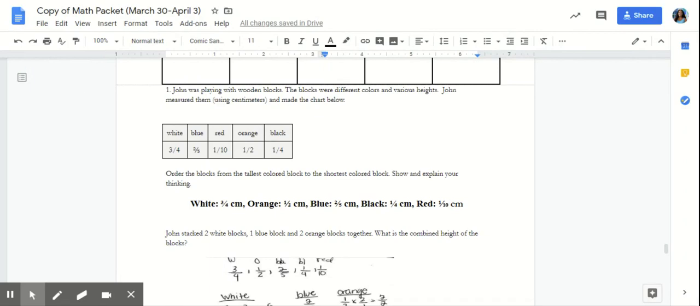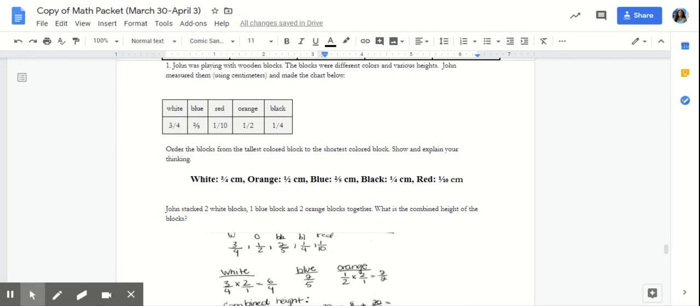For our first problem, John was playing with wooden blocks. The blocks were different colors and various heights. John measured them using centimeters and made the chart below. Here's our chart. Order the blocks from the tallest colored block to the shortest colored block. Show and explain your thinking.